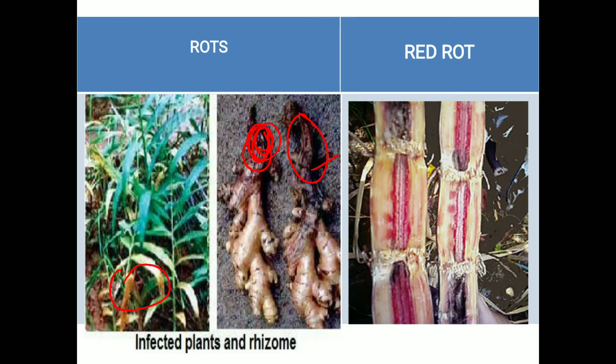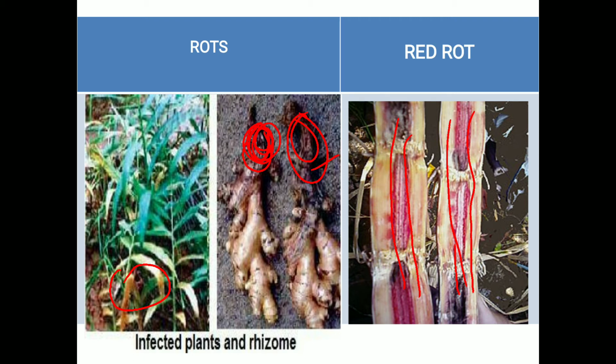Next one is rot. Rot means what? The decay of tissue or the death of infected tissue due to the attack of soil-borne pathogens. For example, due to the attack of Rhizoctonia fungus, which is present in soil, on the roots, the death of the root takes place. So it is called rot. Rot is also observed in sugarcane. If you split the sugarcane, reddish portions or reddish strips are observed inside the shoots of that sugarcane. Then it is called red rot.